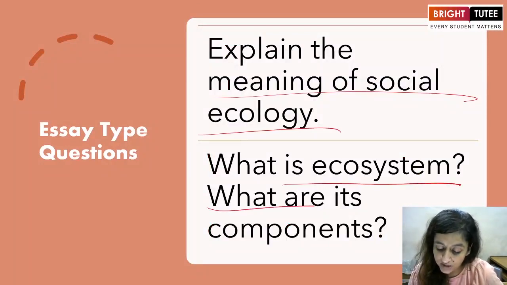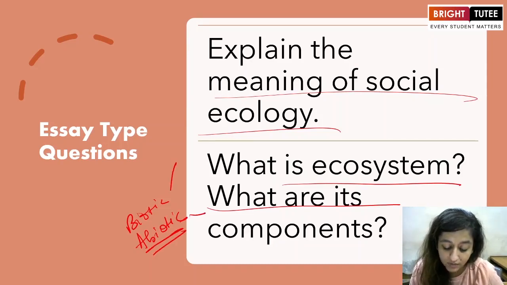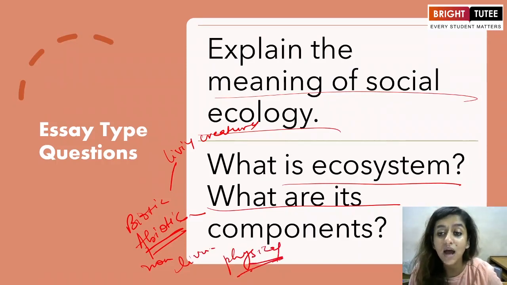Next question: what is an ecosystem? We just talked about what an ecosystem is and what the components of the ecosystem are. You have majorly two components, one being the biotic and the other the abiotic. Biotic constitutes all the living beings and creatures, whereas abiotic constitutes the non-living things, the physical sphere. These are the two components of an ecosystem.